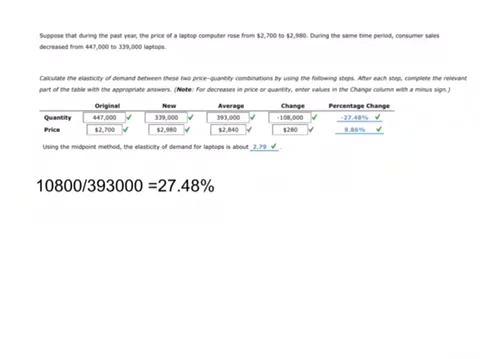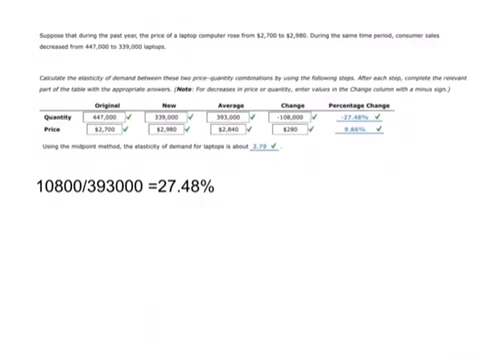We figure out the percentage change in price exactly the same way. So 280 divided by 2,840 gets you 9.86%. So what that says is that we raised the price 9.86%, and we lowered the number of computers sold by 27.48%. We condense that then into one number, elastic or inelastic.